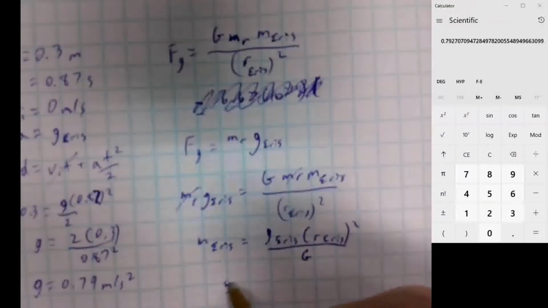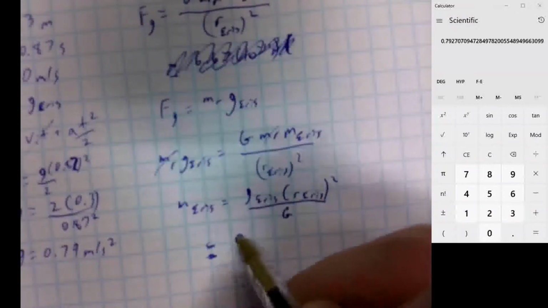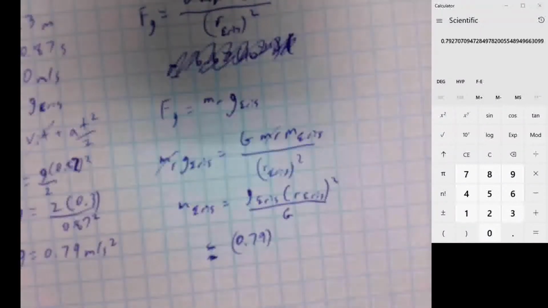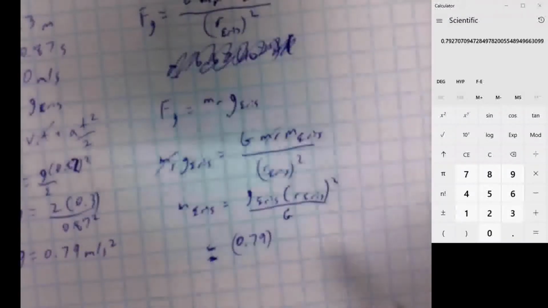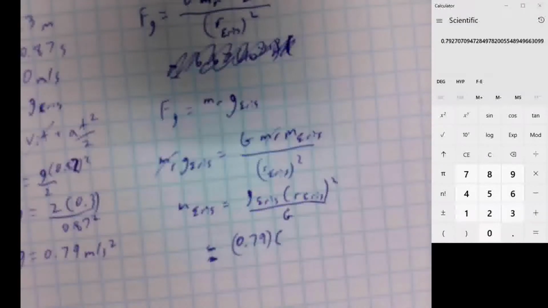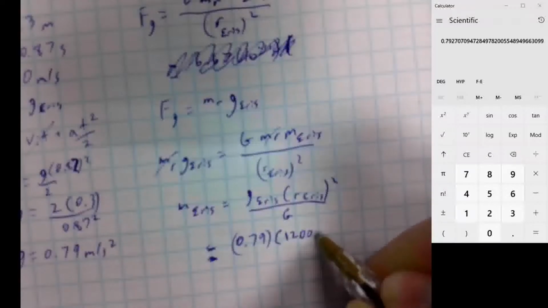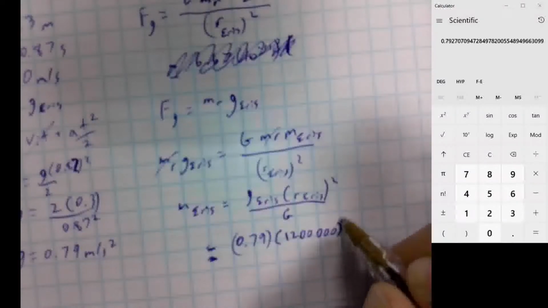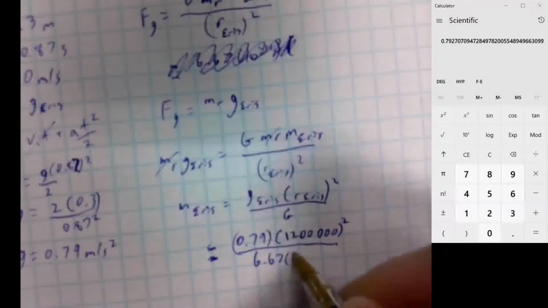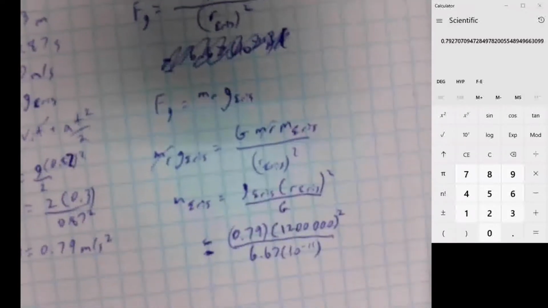So this becomes 0.79, although I'm going to put in the exact value that I have here. I still have it in my calculator as 0.792707. My radius of Eros, which was given to me in kilometers, so I'm going to write it as 1200, and then put 3 more zeros after it because it's in kilometers. G is 6.67 times 10 to the negative 11. So using that, I can then calculate.